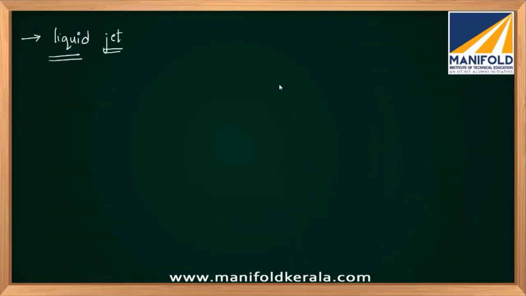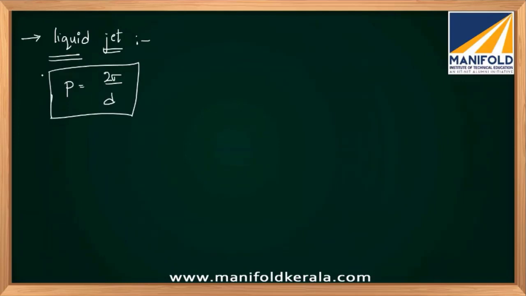Yeah, next is liquid jet. For a liquid jet, the pressure to be maintained is 2 sigma by d. Not too important, that's why I'm giving you the formula directly. P equal to 2 sigma by d. Sigma is surface tension, d is the diameter of the liquid jet, and P is the pressure required to maintain the liquid jet. P is equal to 2 sigma by d. This is the value for liquid jet.